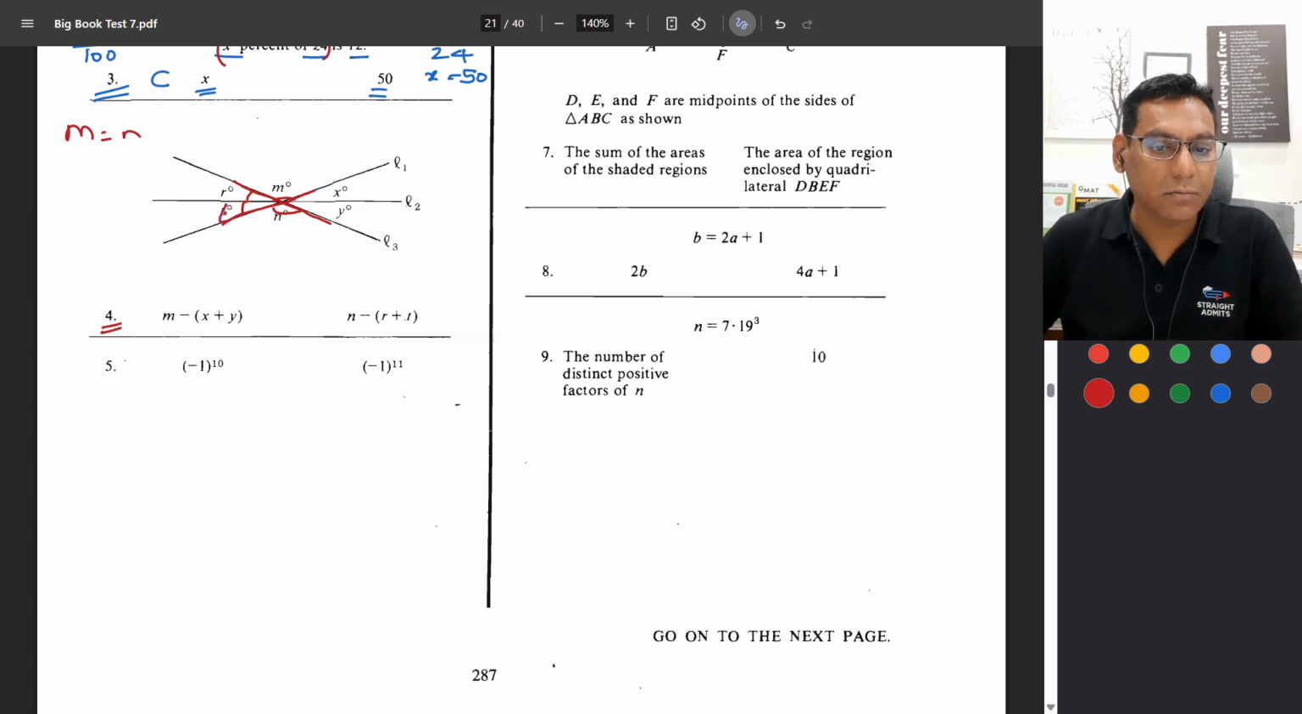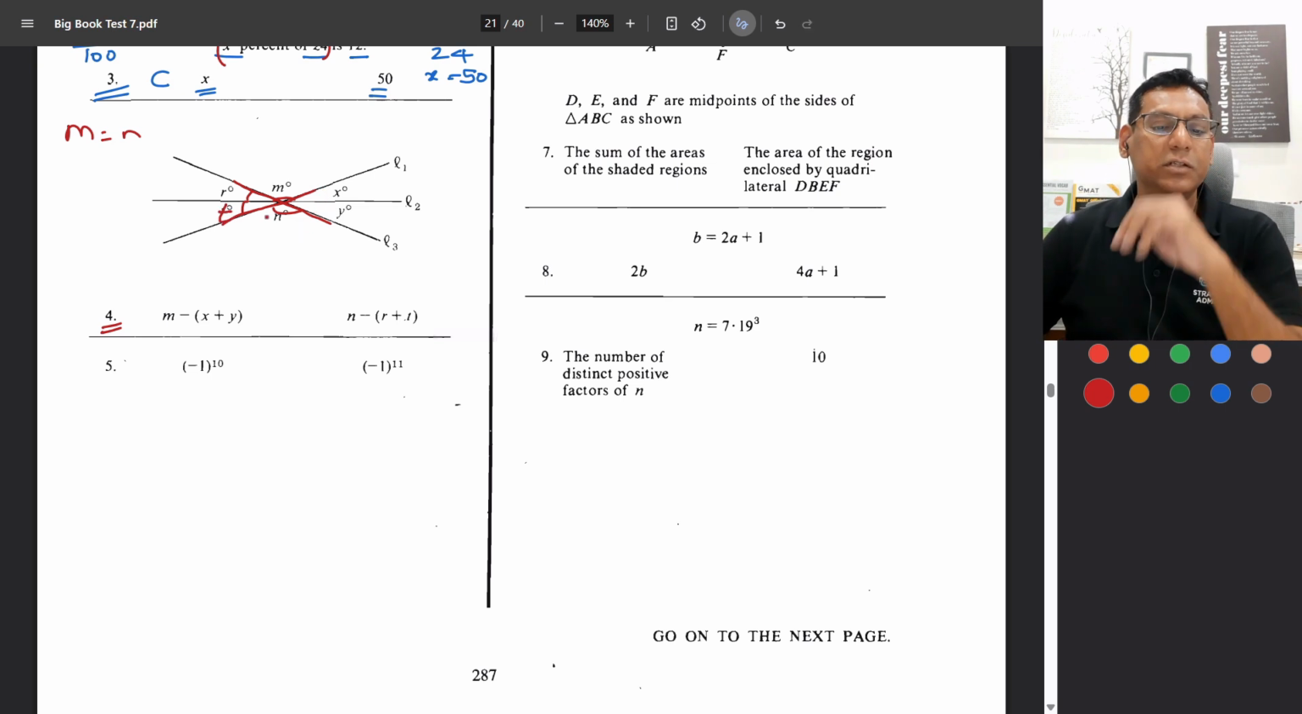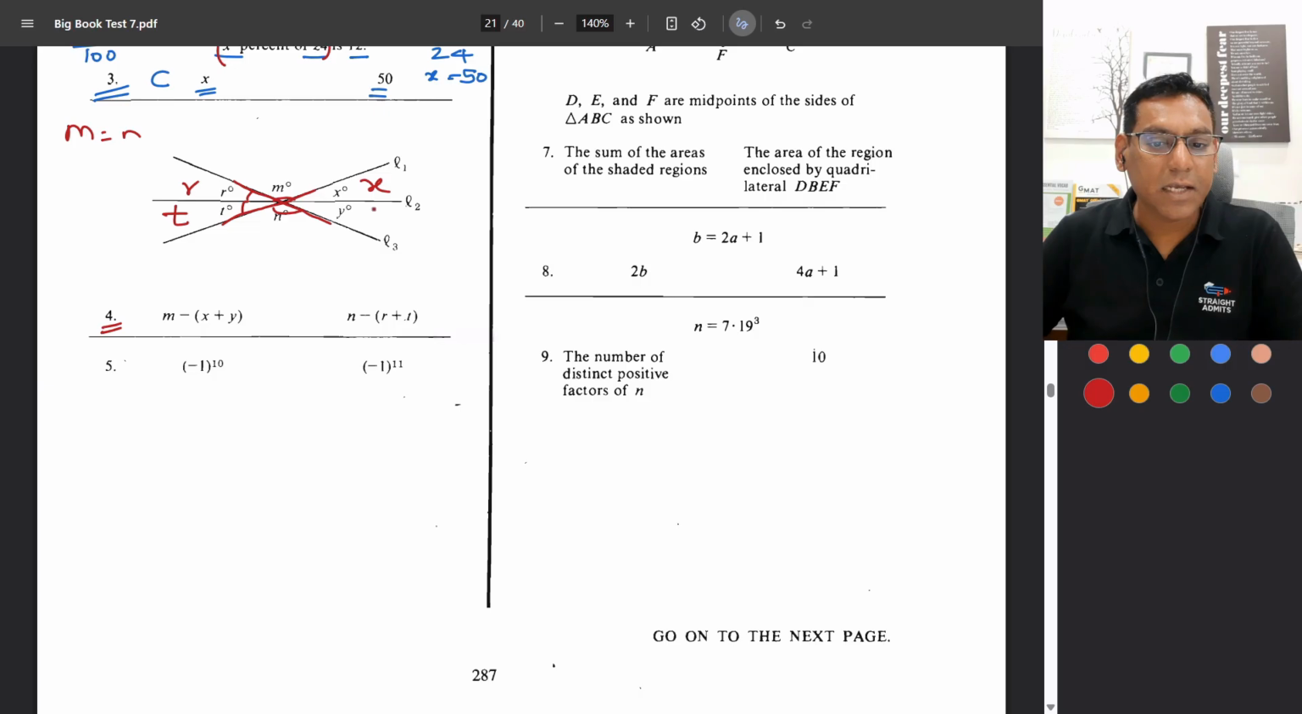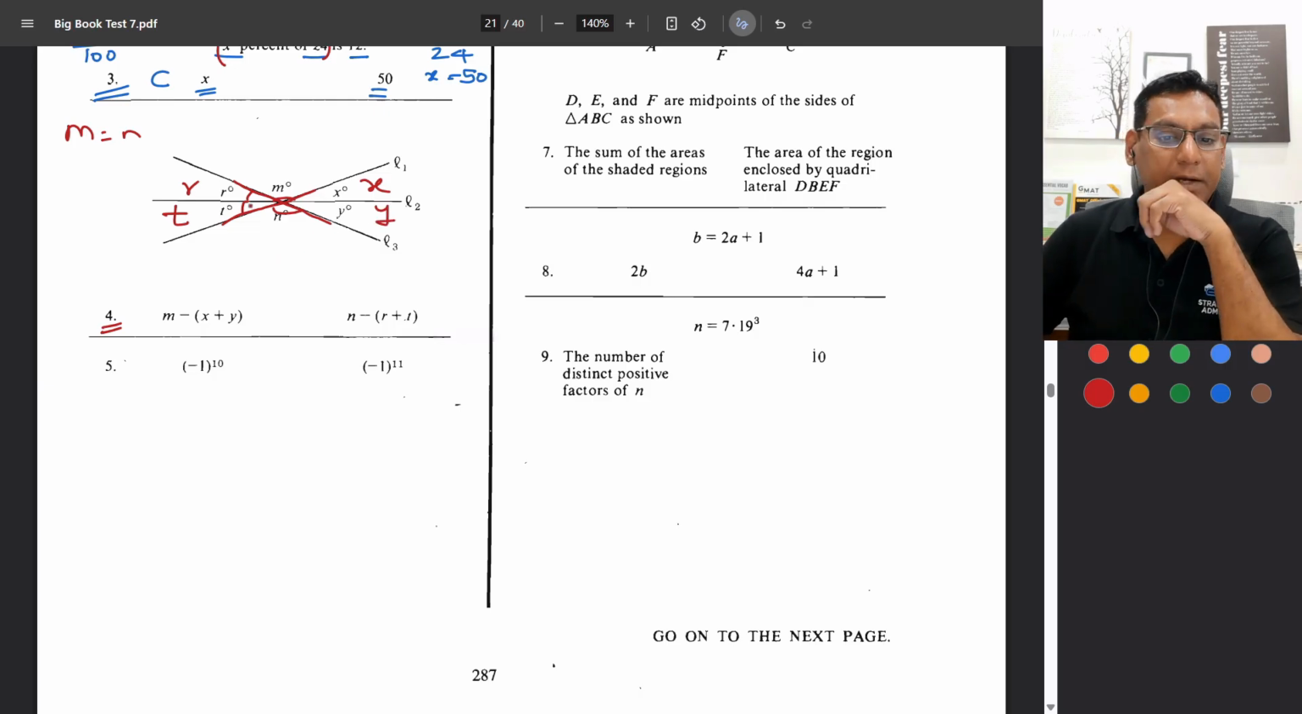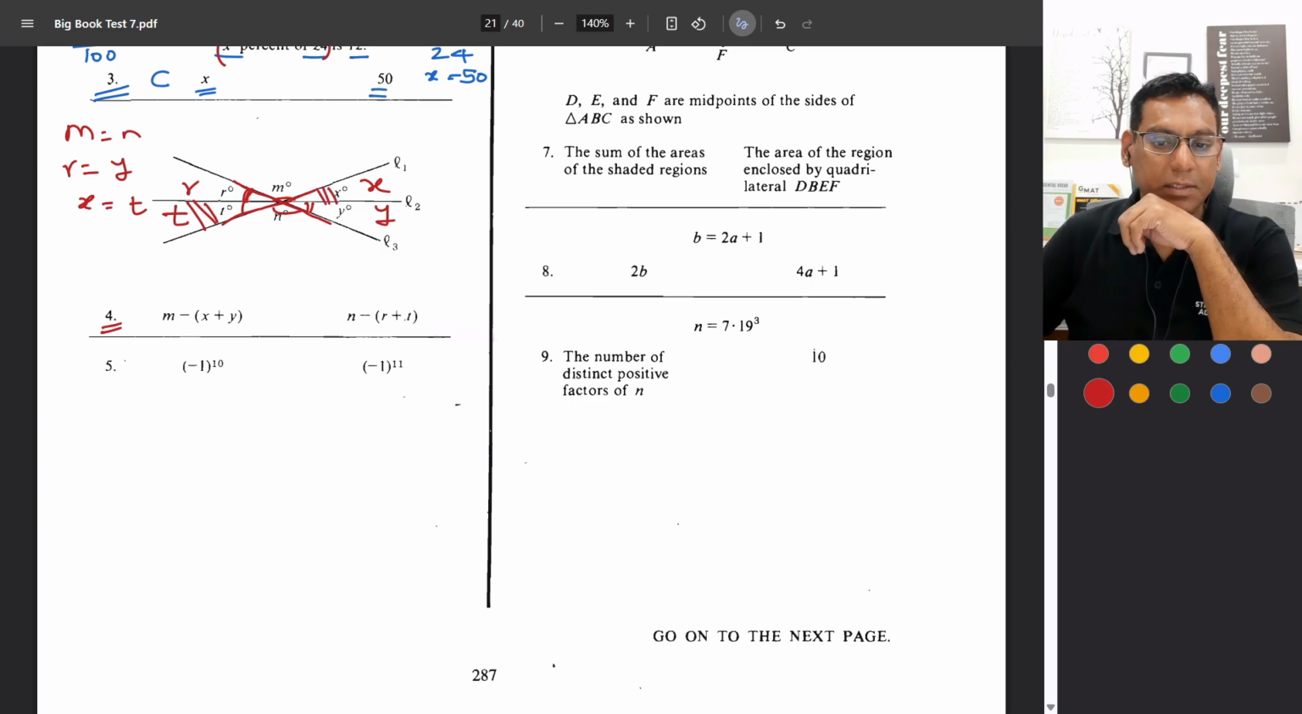All right, these are old tests and these are scanned versions, PDF. So sometimes that happens. So this is R and this is T, this is X and this is Y. All right, but I know that again these are also opposite. So R is equal to Y and X is equal to T, right? This is same as this.